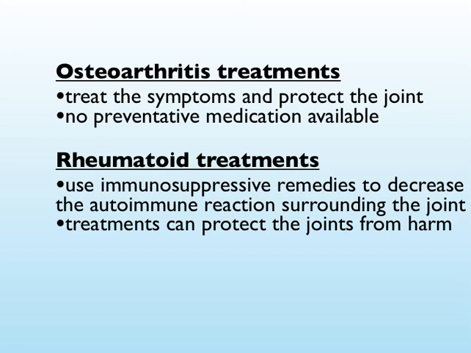So, in comparison of the treatment goals between OA and RA, in osteoarthritis, we are controlling the symptoms and then physically trying to protect the joint from further harm. We have no preventative treatments. Whereas in rheumatoid arthritis, the immunosuppressive remedies are used to control the reaction going on in the joint and are highly preventative in terms of protecting against joint damage and may actually restore a person to normal living.